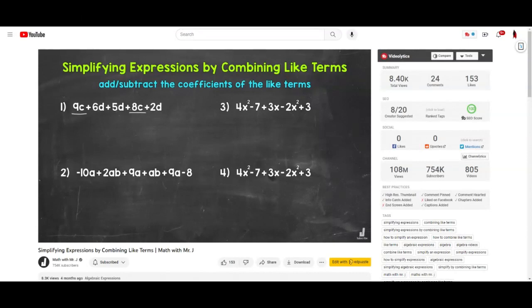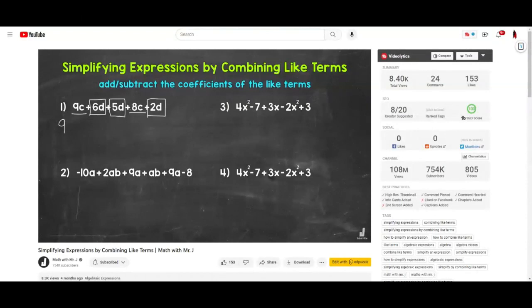Do we have any other like terms that we can combine? Yes, we have 6d, 5d, and 2d. All of those terms have the same variable of d to the same understood power of 1. So let's box those terms in order to separate them from the other terms. Are there any other like terms that we can combine? No, all of the like terms have been identified. So what we can do now is rewrite this expression with the like terms next to each other. By rewriting this expression with all of the like terms next to each other, this will help us organize the expression. It will make combining like terms a little simpler.